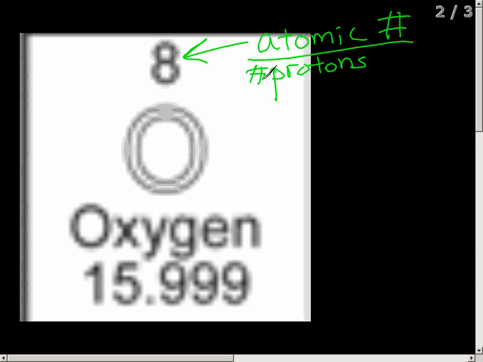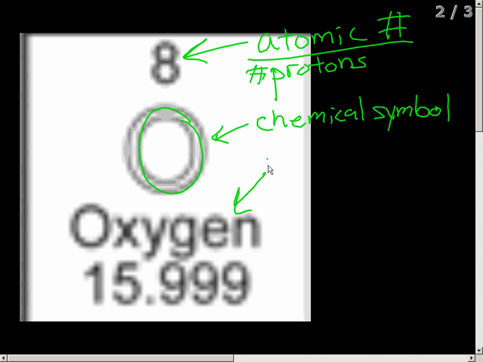Below the atomic number is usually a symbol of some kind. This is the chemical symbol or the shorthand version of that element. Oxygen's chemical symbol is an O, and usually written below it is the full name of the element. And below that is usually a number that's a decimal. This is the atomic mass.